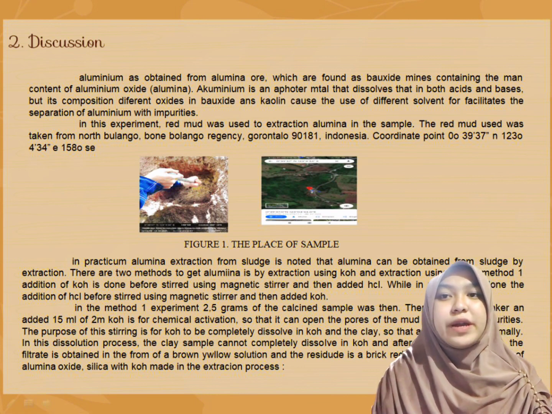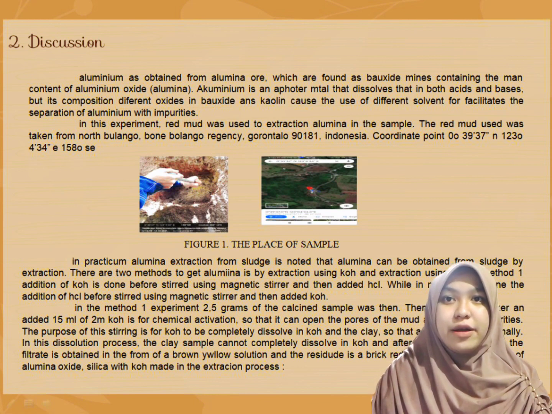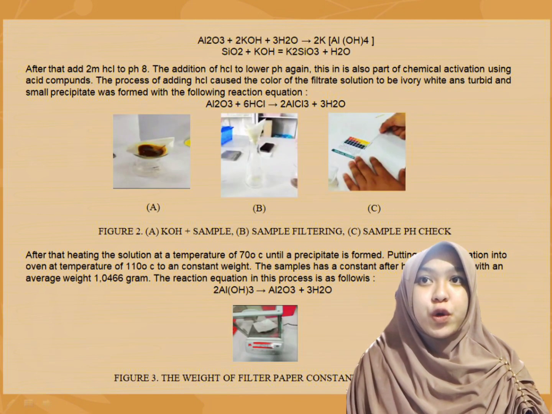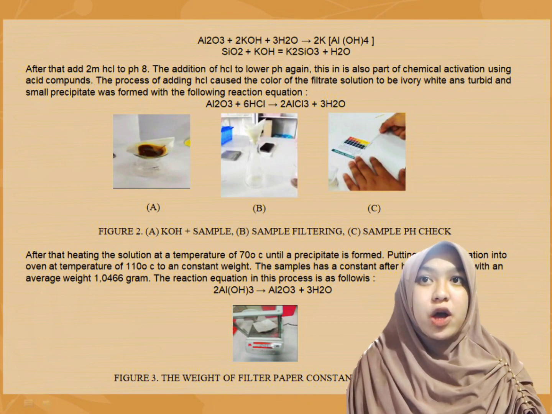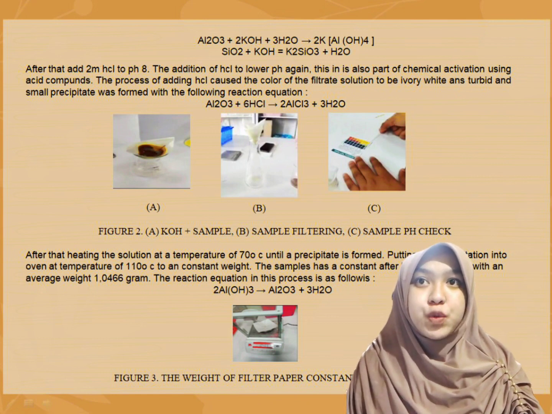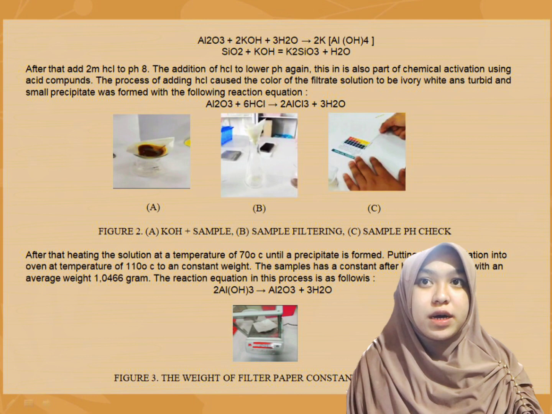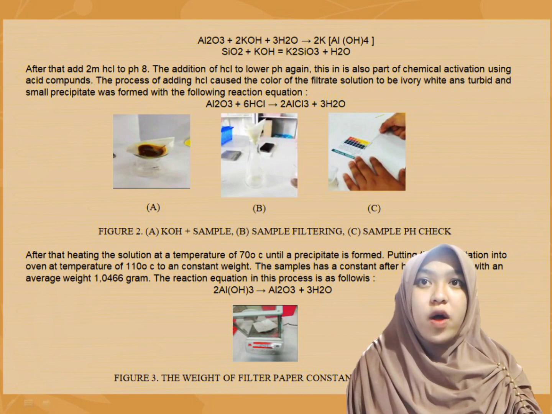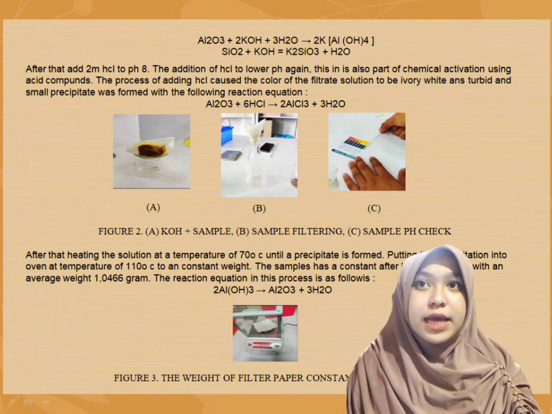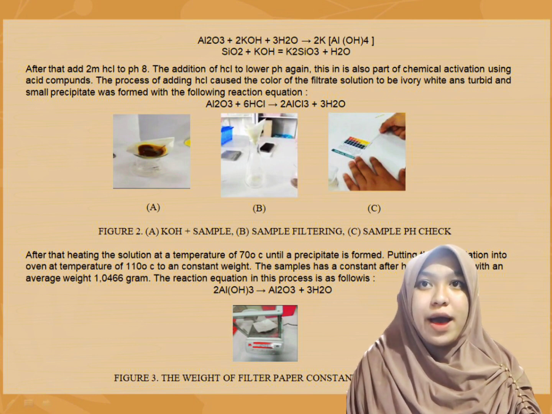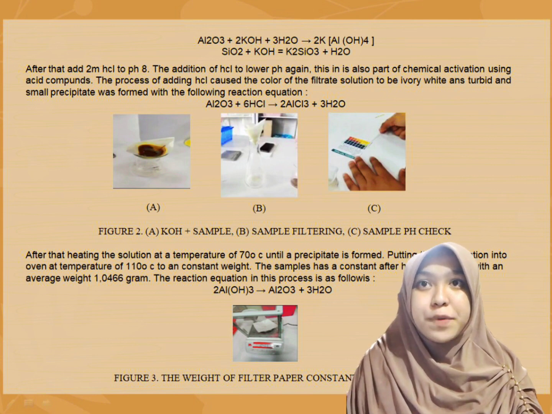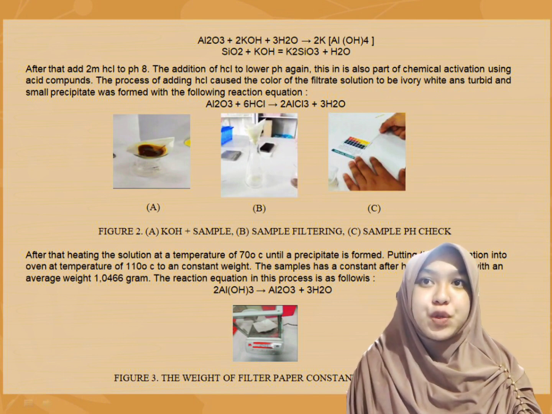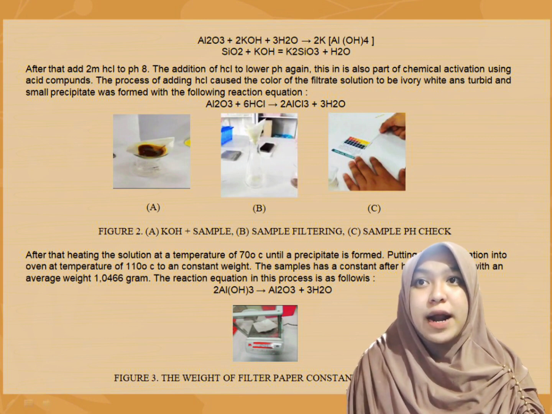The reaction of alumina oxide and silica with KOH in the extraction process: Al2O3 plus 2 KOH plus 3 H2O produce 2 K[Al(OH)4]; SiO2 plus 2 KOH produce K2SiO3 plus H2O. After that, add 2 molar HCl to pH 8.